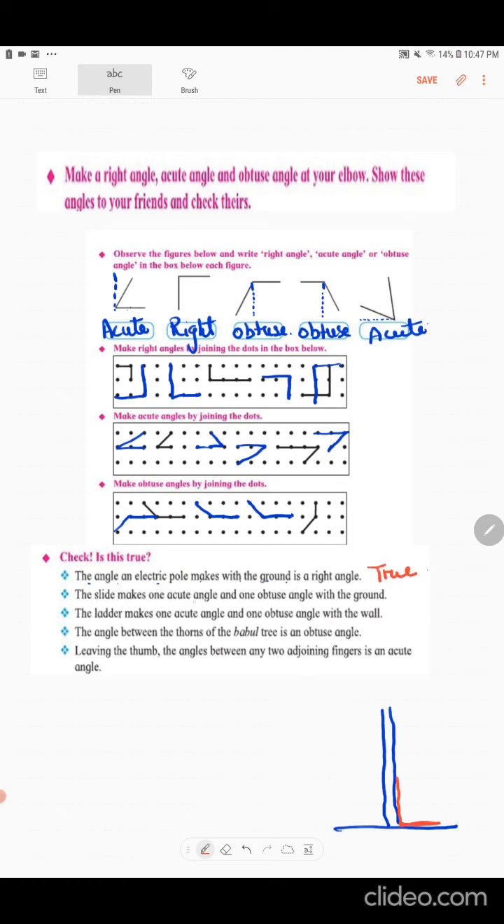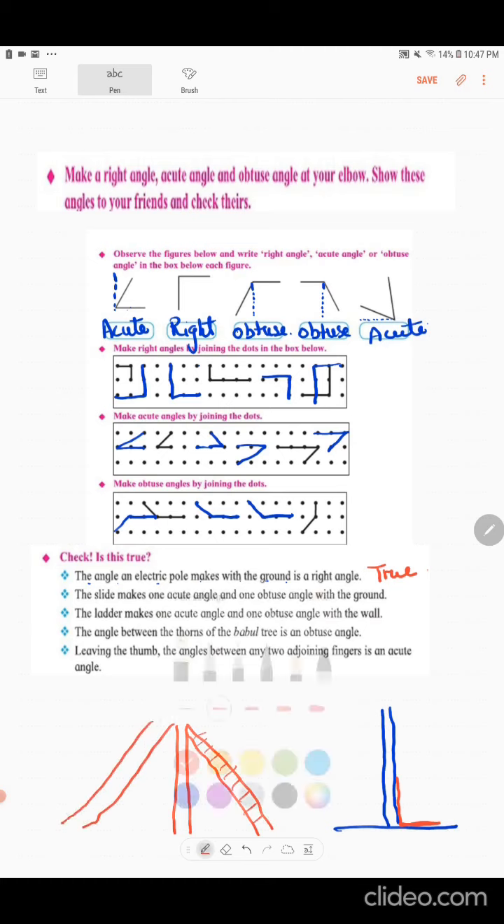The slide makes an acute angle and one obtuse angle with the ground. Suppose this is the ladder of the slide and this is my slide. Okay. So it is telling that on one side it is an acute angle and on the other side it is an obtuse angle. So yes, this is also true.